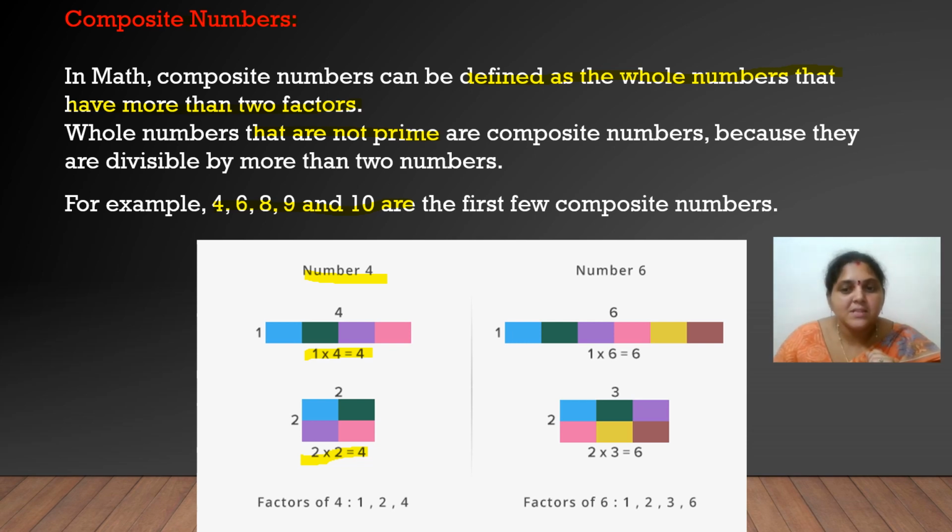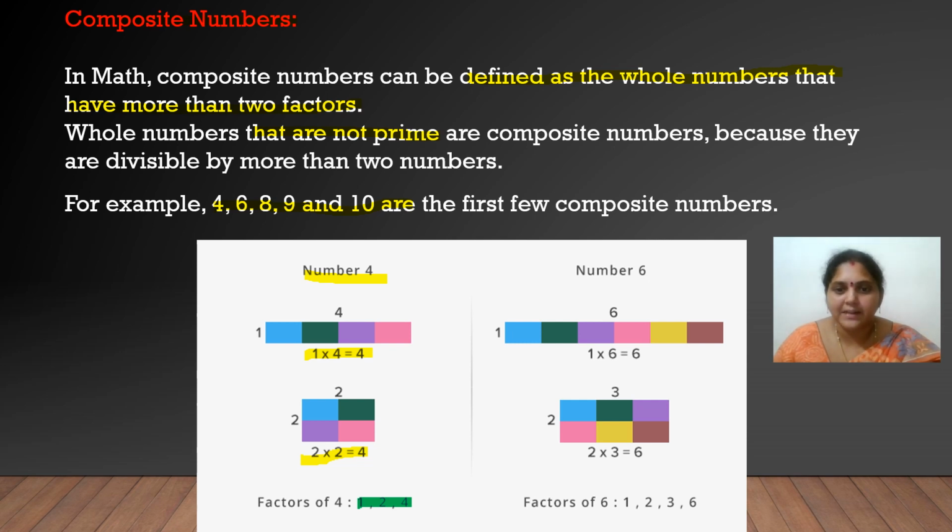So in how many tables are you seeing 4? In 3 tables you are seeing your number 4. So what are the factors of 4 here? Factors of 4 are 1, 2 and 4. How many factors are you having? 3 factors. You are having more than 2 factors. Such types of numbers are known as composite numbers.